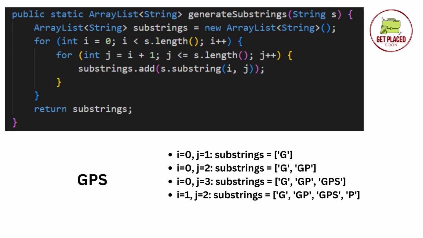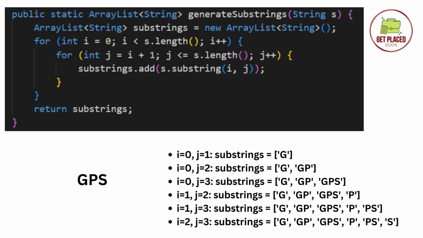Now we go to the outer loop and we increment i. When we increment, i becomes 1 and j becomes i plus 1, that is j is equal to 2. j will run for j equal to 2 and j will run for j equal to 3. So the substring added here is P. Now when j is equal to 3, we add PS.